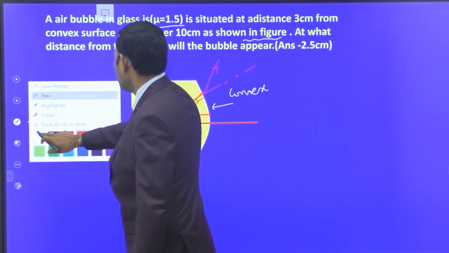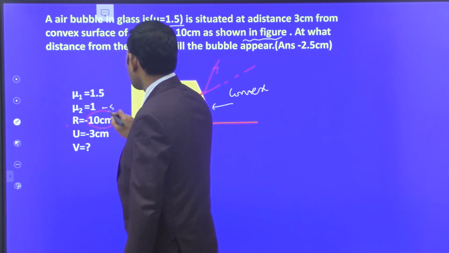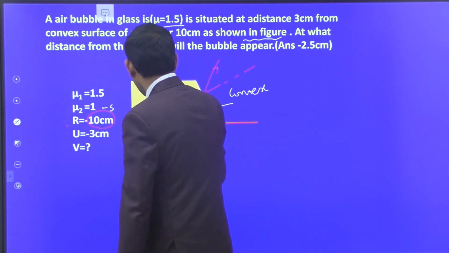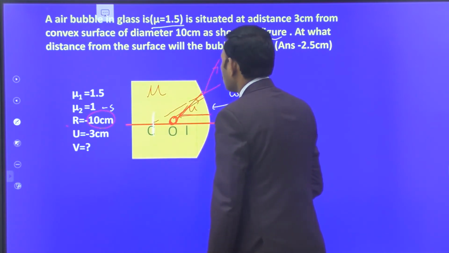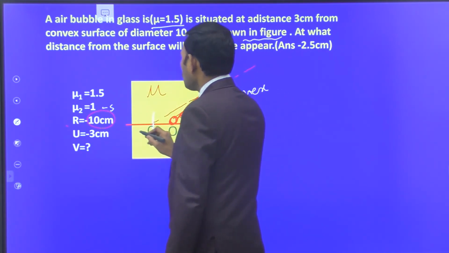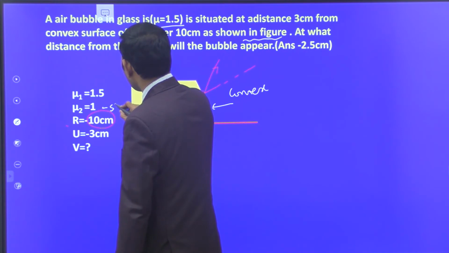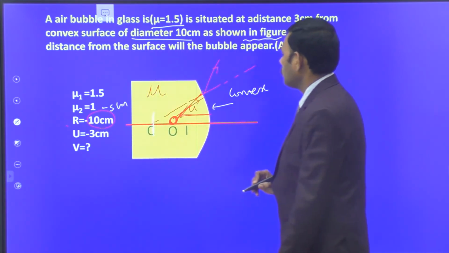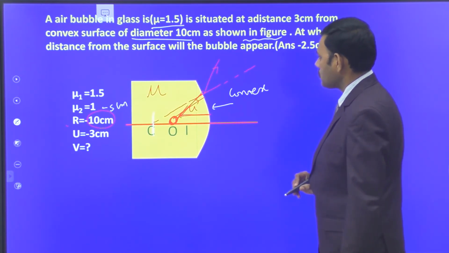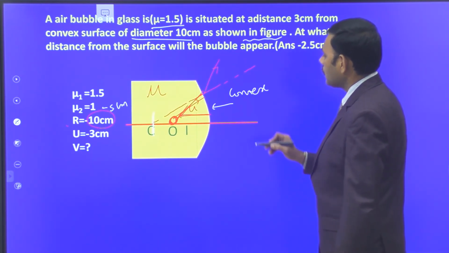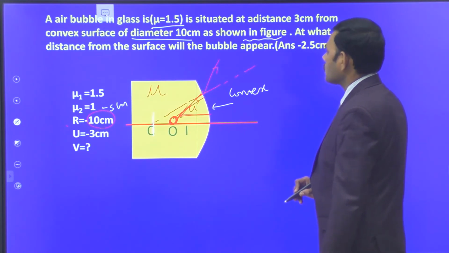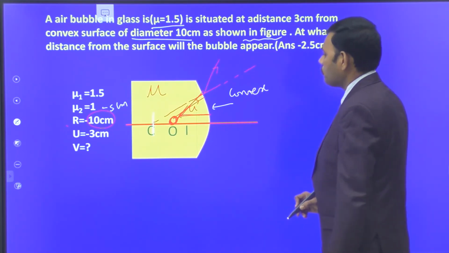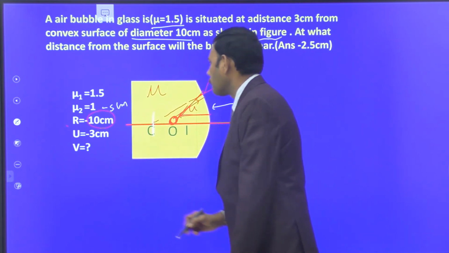The radius of curvature, the center of curvature, is equal to minus R, that is equal to minus 5 centimeters. Diameter of the convex surface is 10 centimeters. Therefore, the radius is considered as minus 5 centimeters. At what distance from the surface will the bubble appear? We have to find out the V value.